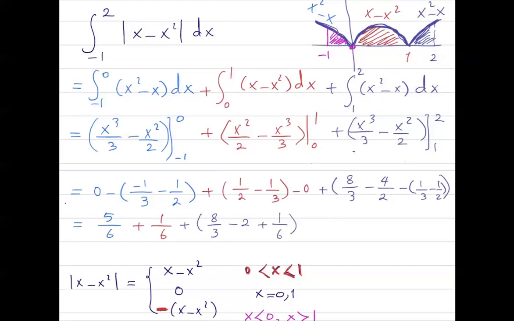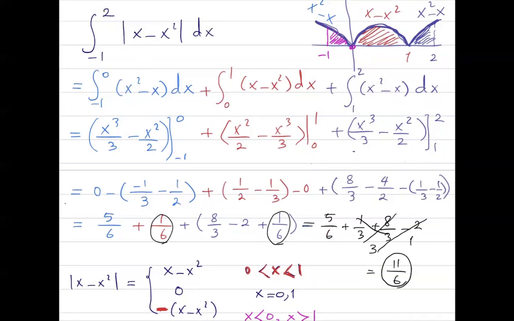Perfect. So let us try to see if we can simplify this as much as we can. Okay. So you have 5 divided by 6, and 1 over 6 plus 1 over 6 becomes a third, and you have 8 over 3, so this guy is just 3, and then minus 2, so this is 1, so you have 5 over 6 plus 1, or 11 divided by 6.